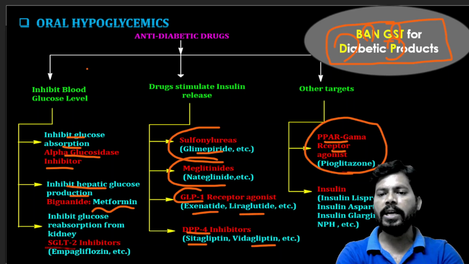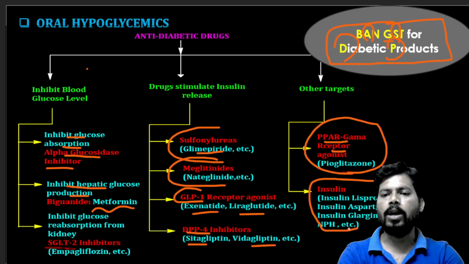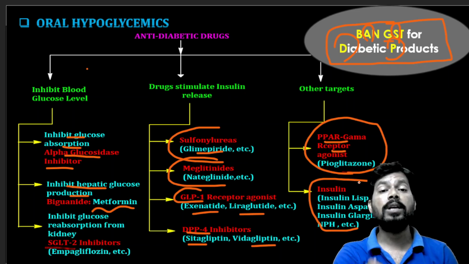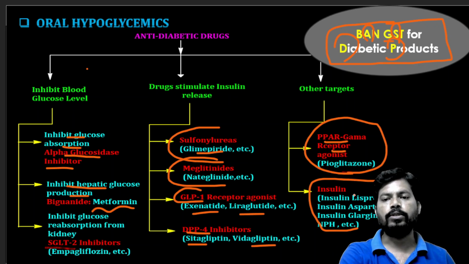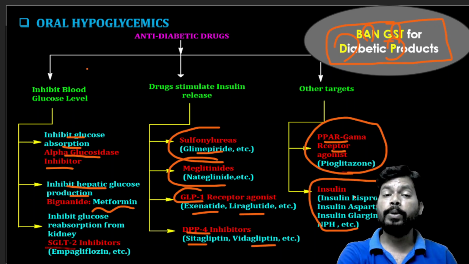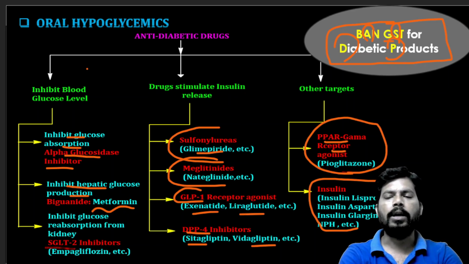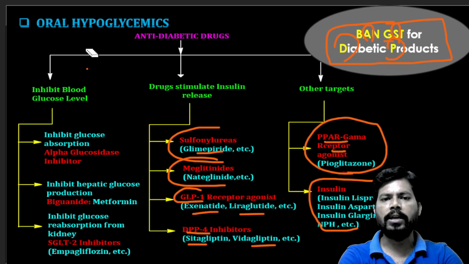And finally there are insulin analogs, that is insulin lispro, aspart, glargine. All these are for type 1 diabetes treatment, and insulin preparations are taken by the parenteral route, mostly the subcutaneous route. Apart from insulin preparations, which are parenteral, and mainly for type 1 diabetes, the remaining preparations are oral hypoglycemics for type 2 diabetes treatment.